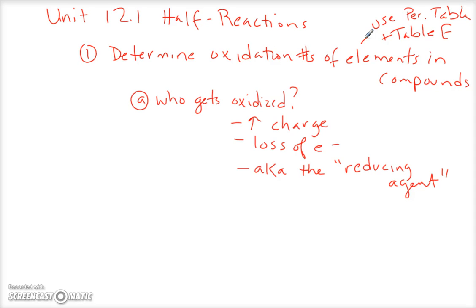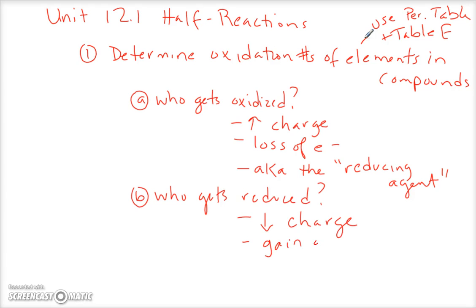Of course, this represents a loss of electrons, and whoever it is that gets oxidized is also known as the reducing agent. Okay, of course, then you'll need to figure out who gets reduced. And this means that there will be a decrease in the charge. It means that there is a gain of electrons. And whoever is reduced is also known as the oxidizing agent.